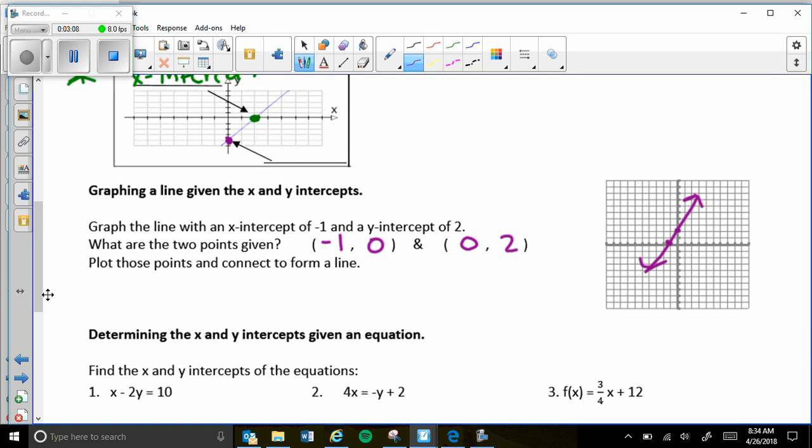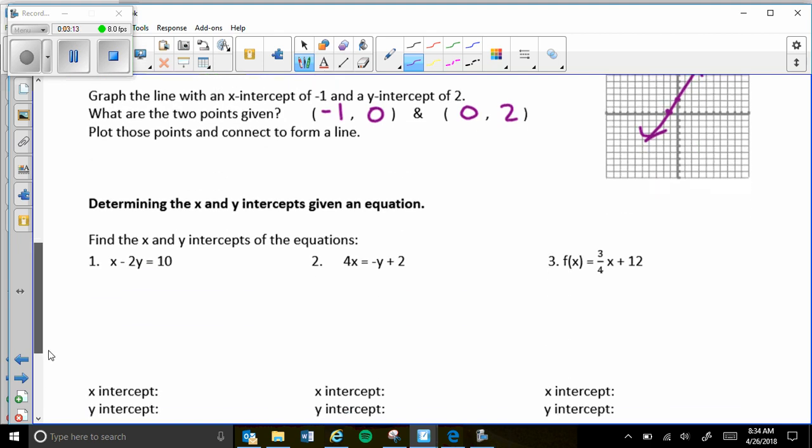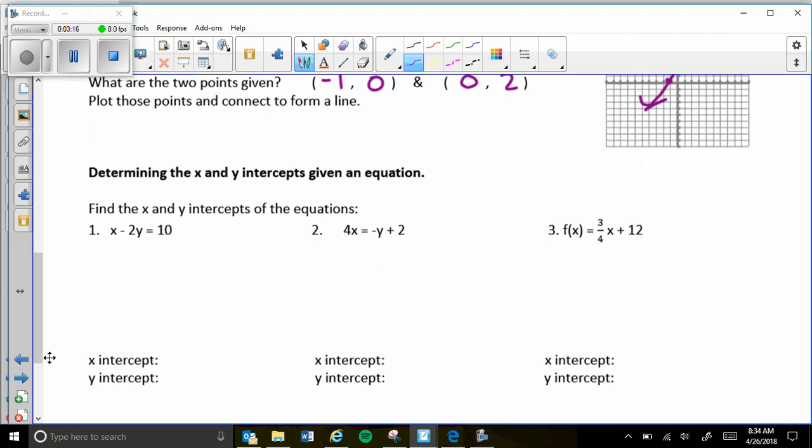If you have questions about this, please make sure you pause your video before moving on. Otherwise, we're going to go down and figure out how to determine the x and y intercepts given an equation. So for this, again, we need to think about what we've talked about in our notes. When we're talking about the x-intercept, the y value is 0. So the first thing we're going to do is solve for the x-intercept. And in order to do that, we make y equal to 0. So I'm going to say x minus 2, rather than writing y, I'm going to plug in 0 because the y value is always 0.